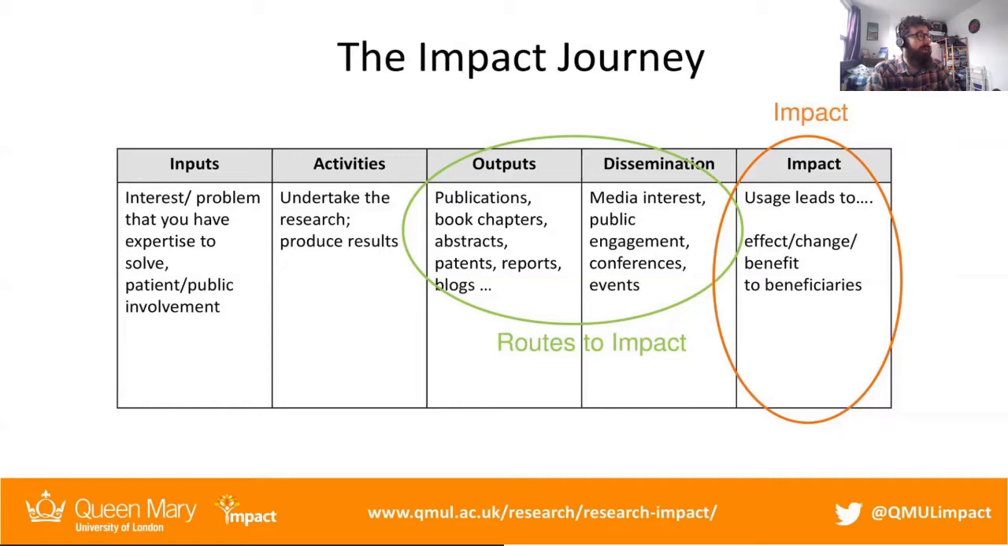So then, leading on to activities. You're going to have to undertake the research. Once you get funded, once people say, yep, let's do this, you've got to do the thing. So that's the activities, and you've got to produce those results.